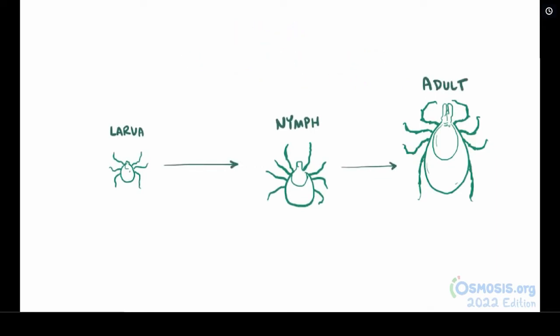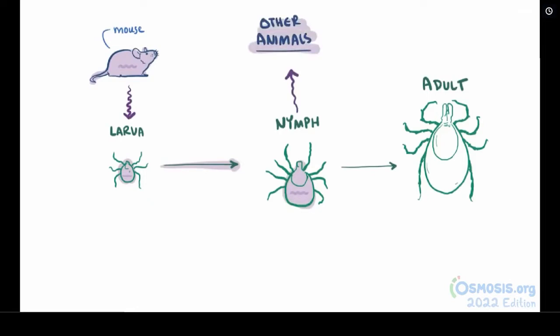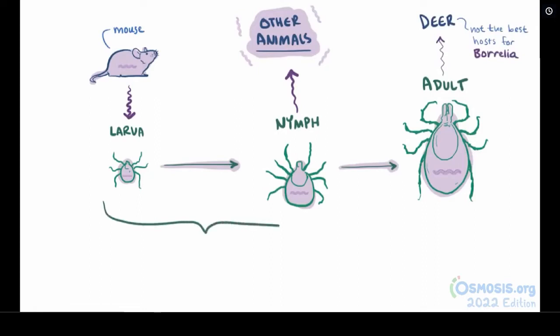The larval tick will most likely get the bacteria while feeding on something like a mouse, since deer ticks in the larval stage prefer smaller animals. After larval deer ticks molt to the nymphal stage, they feed on a broader range of animals, meaning that they can spread the bacteria they picked up to new reservoirs. After molting again to the adult phase, they focus mostly on deer, which actually aren't the best hosts for Borrelia.